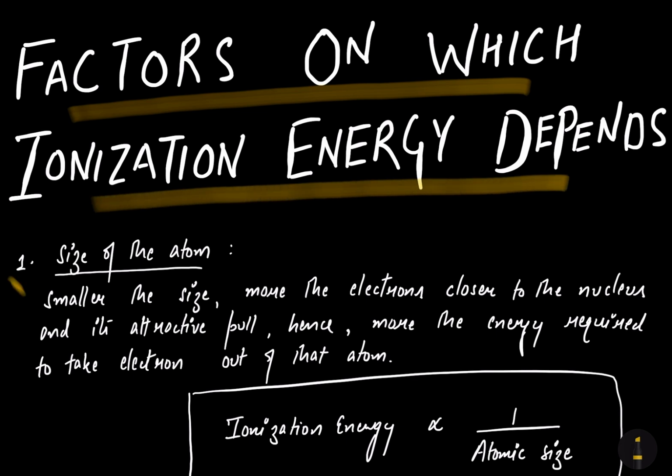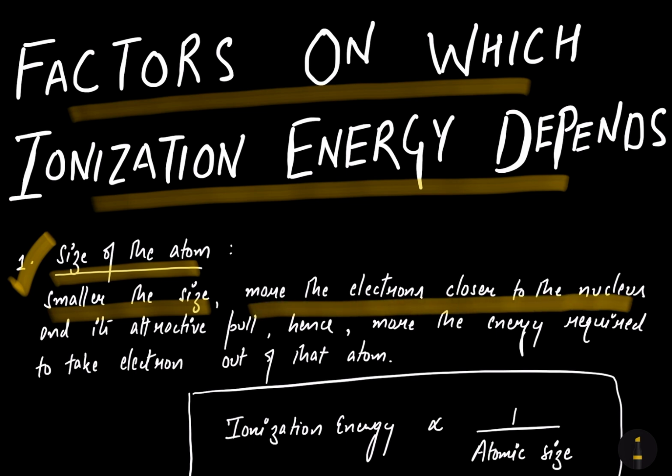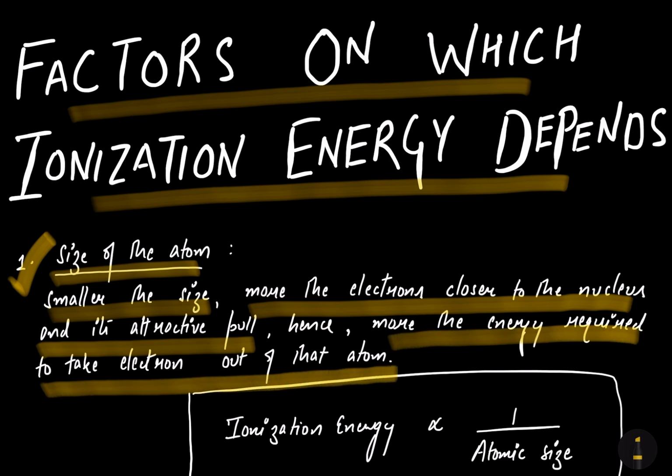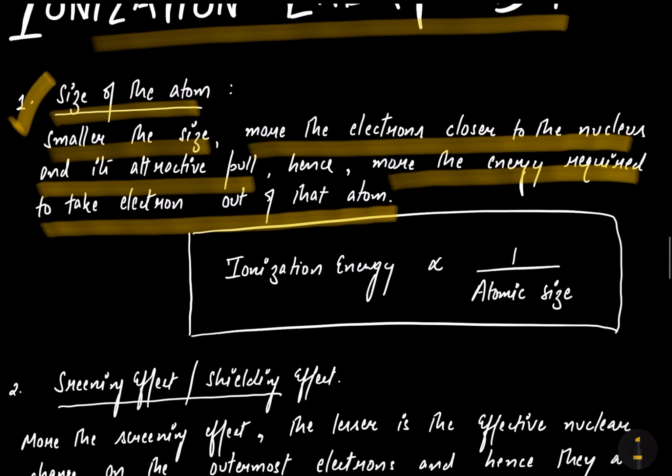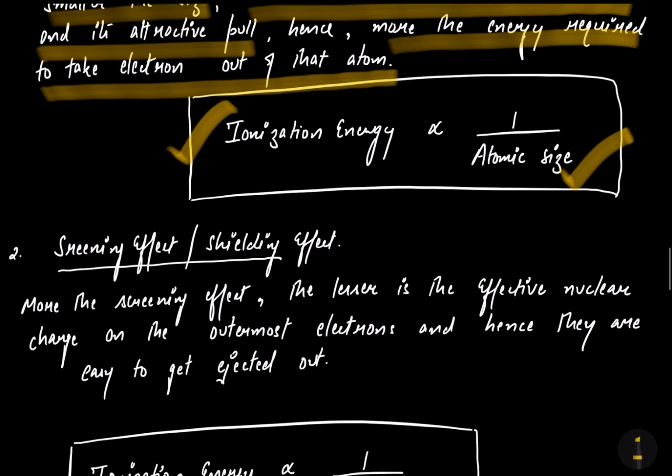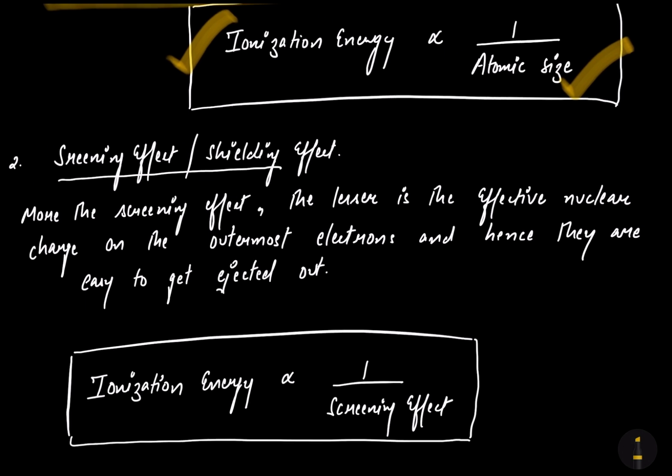The very first factor is obviously the size of the atom. The smaller the size, the closer the electrons are to the nucleus and its attractive pull. Hence, more energy is required to take an electron out of that atom. Thereby, ionization energy will be greater if the size of the atom is smaller. So you can easily observe the relationship that ionization energy is inversely proportional to the atomic size of the atom. Now let's come to the second point, the screening effect or the shielding effect.